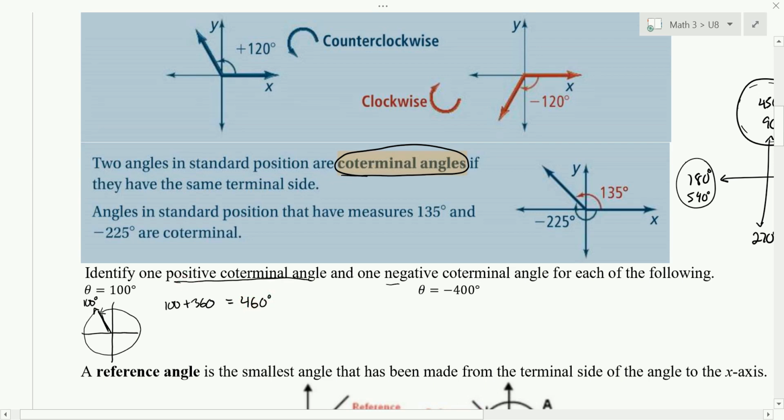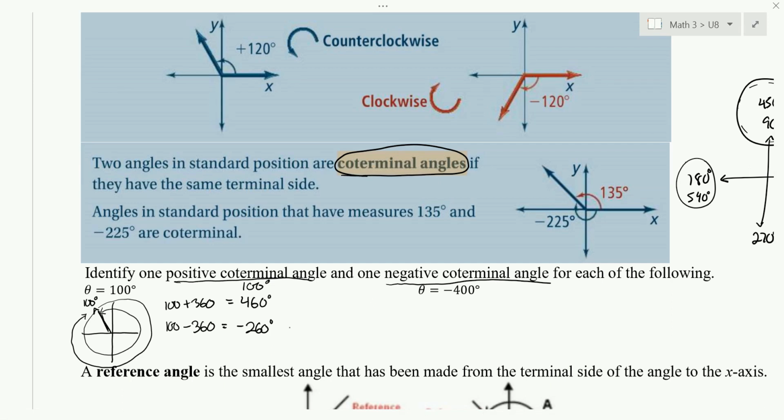What if I want a negative coterminal angle for 100 degrees? You could start at 100 and go the other direction, this way. And so that's the negative direction, so we can take 100 and subtract 360 from it and get negative 260 degrees. So 100 degrees, 460 degrees, and negative 260 degrees all are at that same exact location. They're not the same number, but they all share the same side, so they're all called coterminal angles.